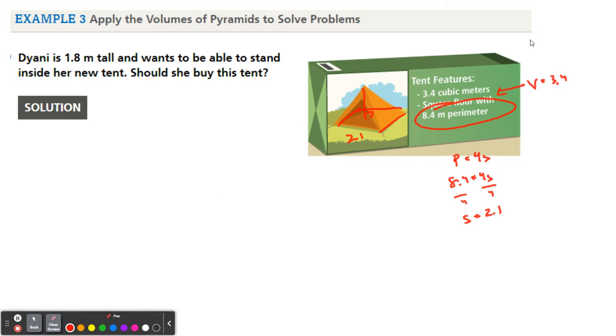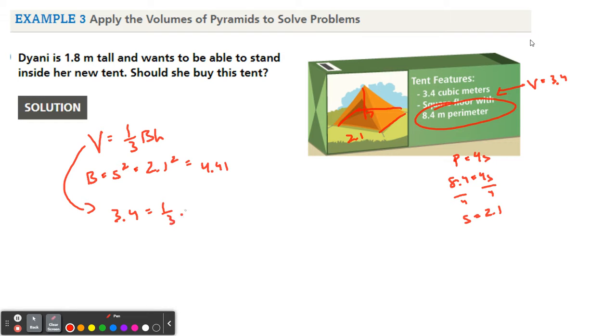Okay, so now we are going to use the volume formula to find the height. The volume formula for a square pyramid is 1/3 the area of the base times the height. The area of the base is a square, so that's S squared, 2.1 squared, which is 4.41. So we take the volume, which we know to be 3.4, and set it equal to 1/3 times the area of the base, 4.41, times the height, which we want to figure out.